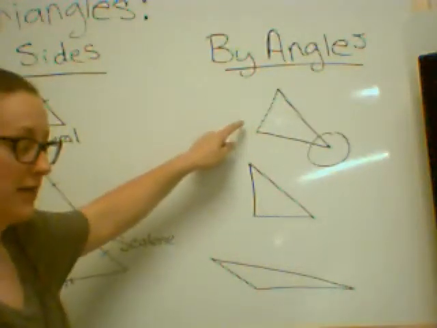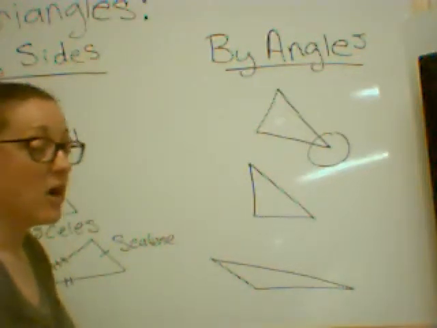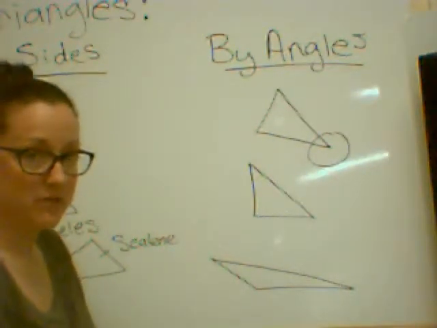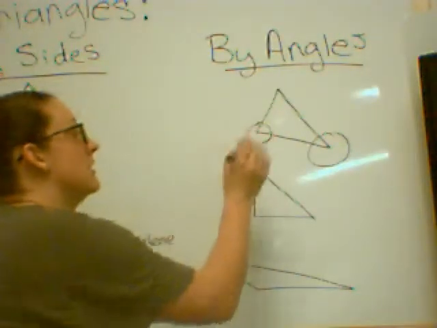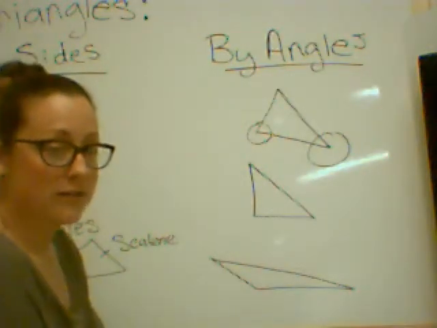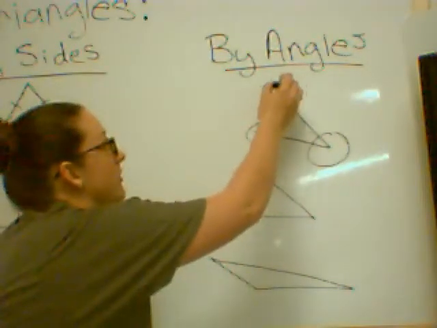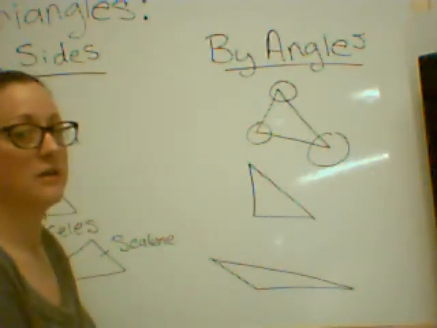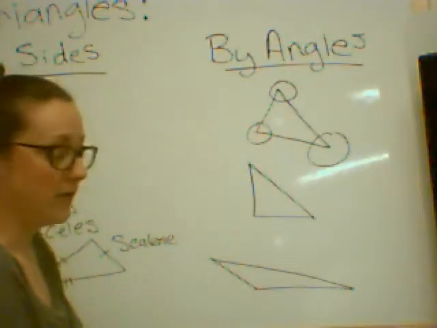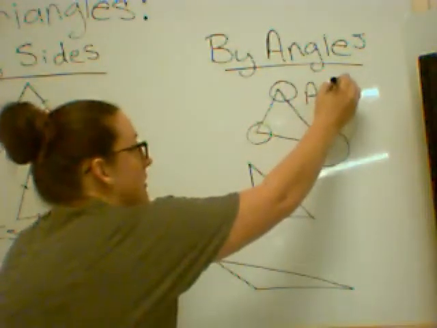Yes, Sarah? An acute triangle. Good job. And we have to look at all of our other angles as well to make sure that there's no tricks in there, okay? Let's look at the next angle. Is that an acute angle as well? Good job, it is. And then our third angle we have to check as well, okay? We can't leave any angles out. That's an acute angle as well. Good job. So we're going to call this an acute triangle.